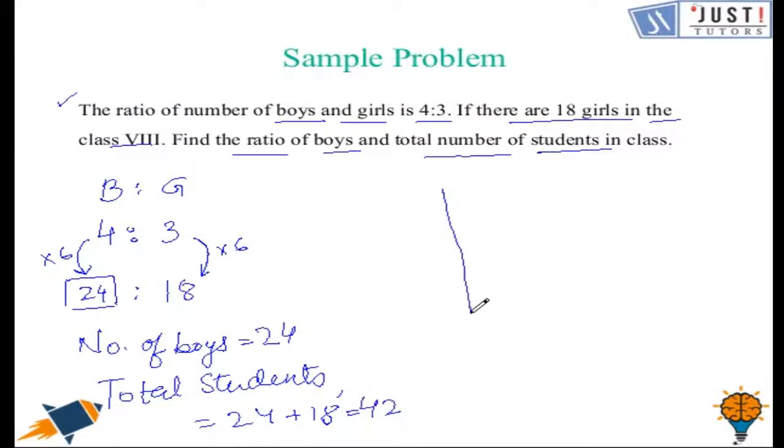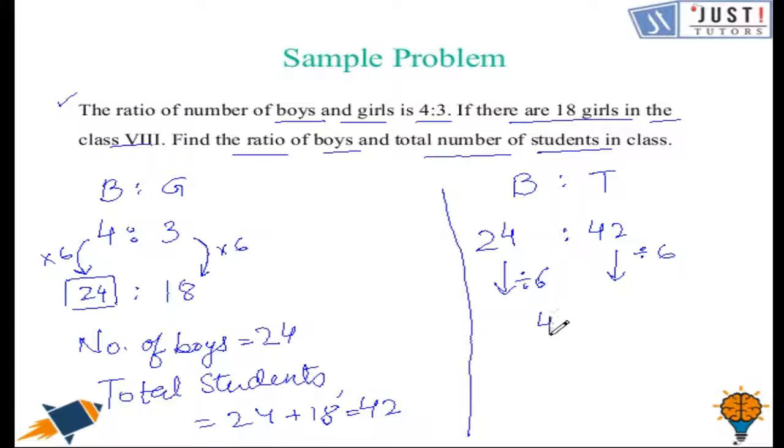Now the ratio between boys, so boys is first, we will add boys, and for total number of students I will use the alphabet T. So number of boys is 24, and total students are 42. We can divide them by 6 again to simplify the ratio. We will get 24 divided by 6 is 4, and 42 divided by 6 is 7. So the ratio of boys and total number of students is 4:7.